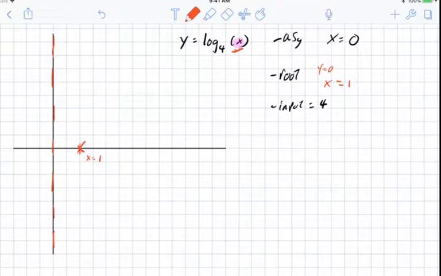Finally, when the input is equal to 4, the output's going to be 1. So when's the input? The input is x here. It's 4. Y is equal to 1. You put an x there. 2, 3, 4, 1. All right. And this tells you the shape.